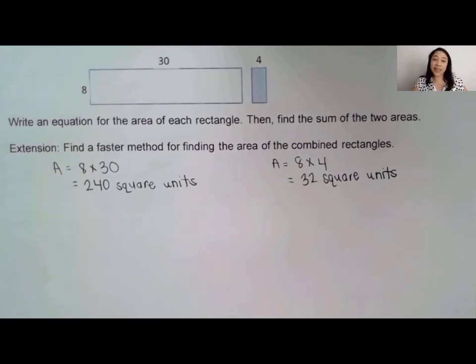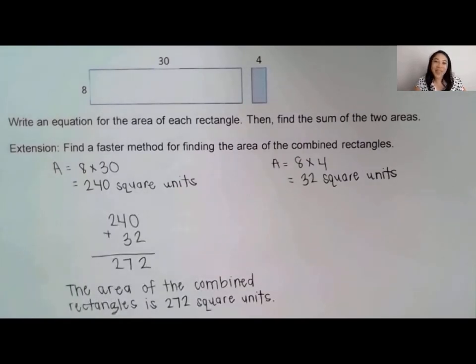Next, we need to find the sum of the two areas. I'd like you to pause the video here to calculate the sum and be sure to include a statement. I'll see you back here in a bit. Welcome back. What's the area of the combined rectangles? When we add the two areas, the combined rectangles, the area is 272 square units.